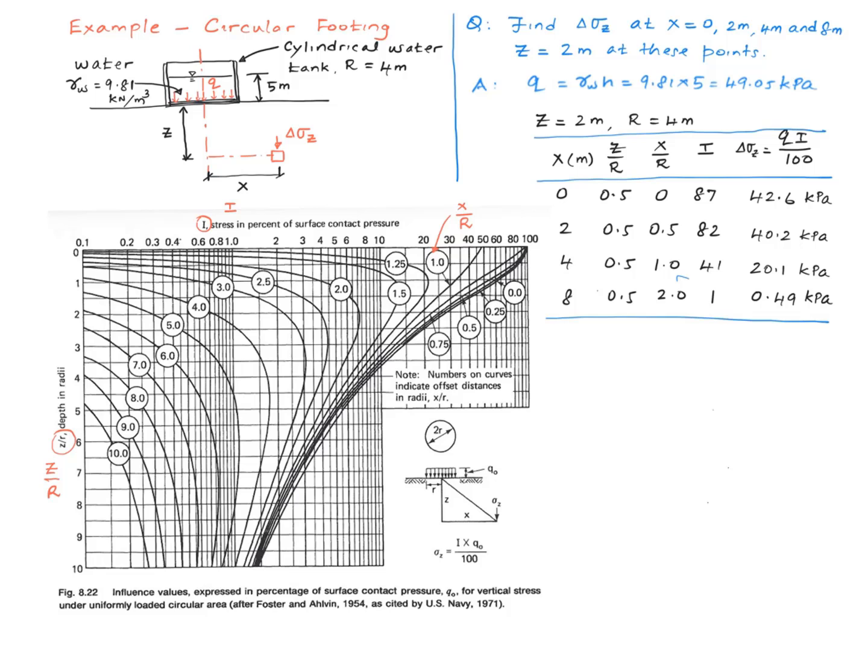So the rest of the calculations are pretty straightforward. We already calculated Q, which is 49.05. So you put that over here, multiply that by the influence value, divide that by 100. How do I know I need to divide this by 100? Well, the formula for this specific chart is given right here. So you just go by the specific formula that is given for you.